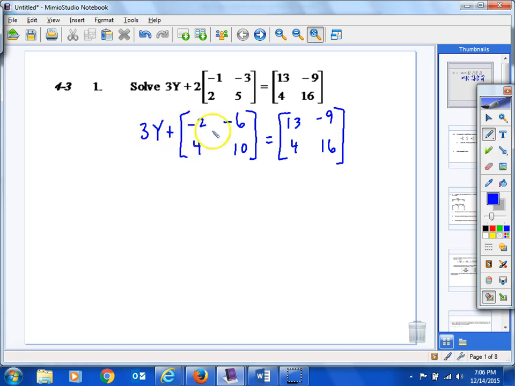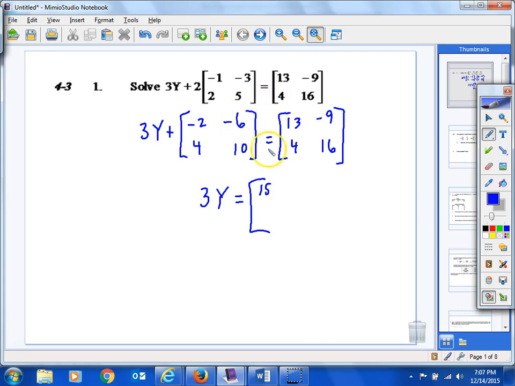follow the same process. So before I undo multiplication, I'm going to undo addition, and I undo addition with subtraction. So I'm going to subtract. I'm going to start with this matrix, and I'm going to subtract this matrix from it. So let me see if this makes sense to you. So I'm going to start with the element 13, subtracting -2. 13 minus -2 is 15.